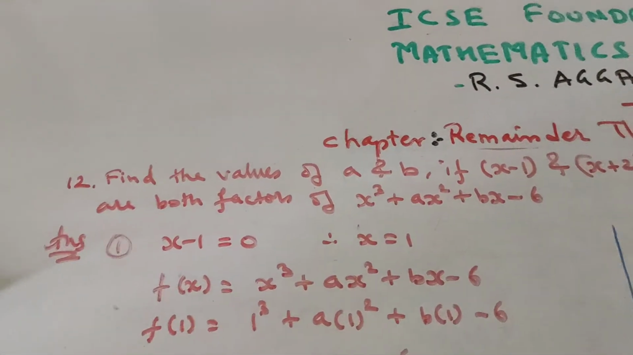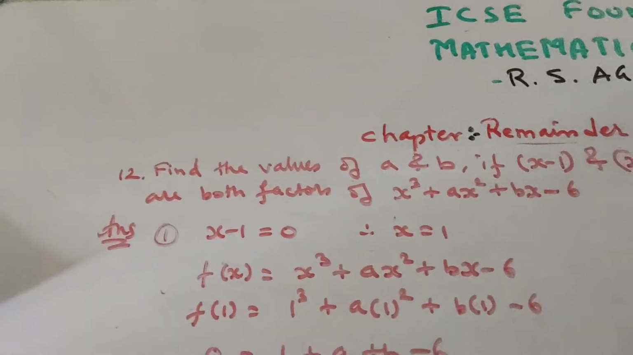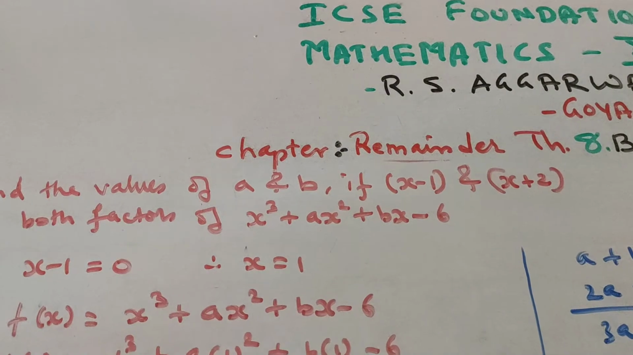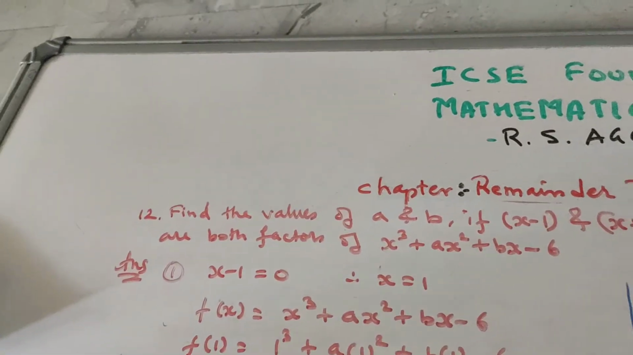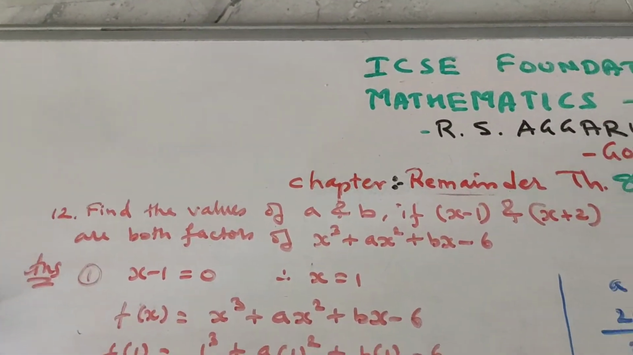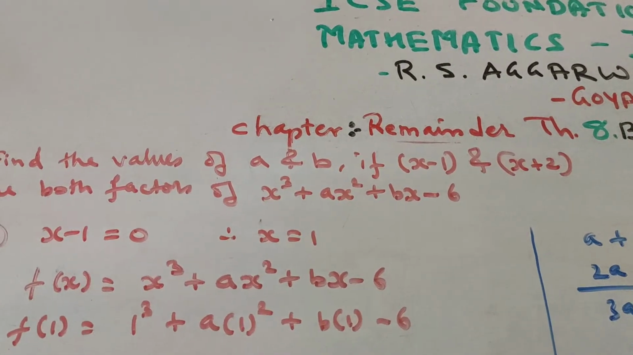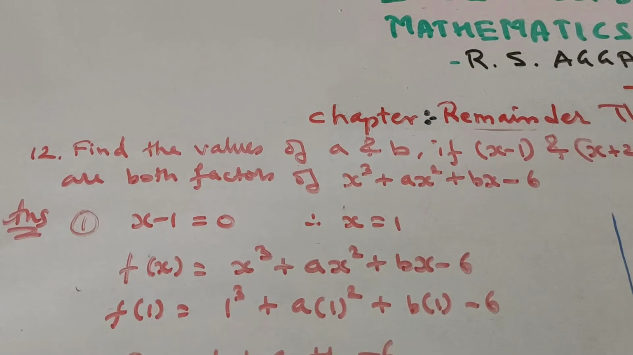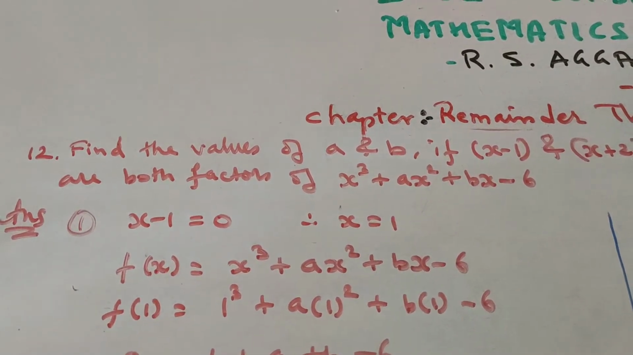Sum number 12. Find the values of a and b if x minus 1 and x plus 2 are both factors of x cube plus ax square plus bx minus 6. x minus 1 is equal to 0, we'll take it as the first case, therefore x equals 1.